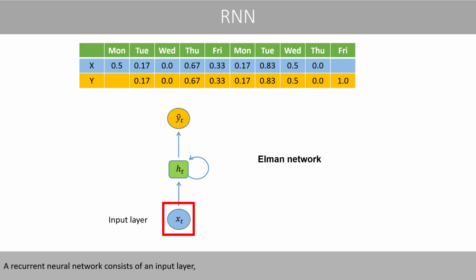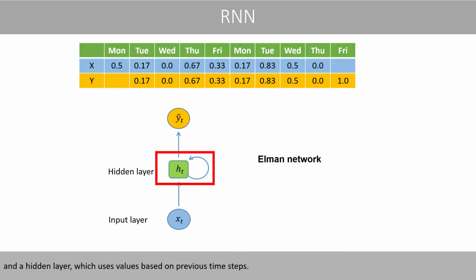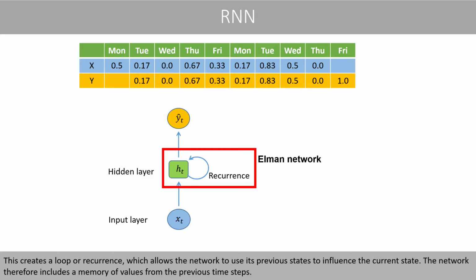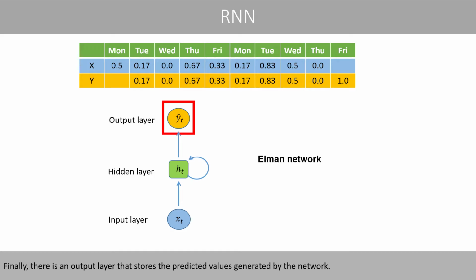A recurrent neural network consists of an input layer and a hidden layer which uses values based on previous time steps. This creates a loop or recurrence which allows the network to use its previous states to influence the current state. The network therefore includes some sort of memory of values from the previous time steps. Finally, there is an output layer that stores the predicted values generated by the network.